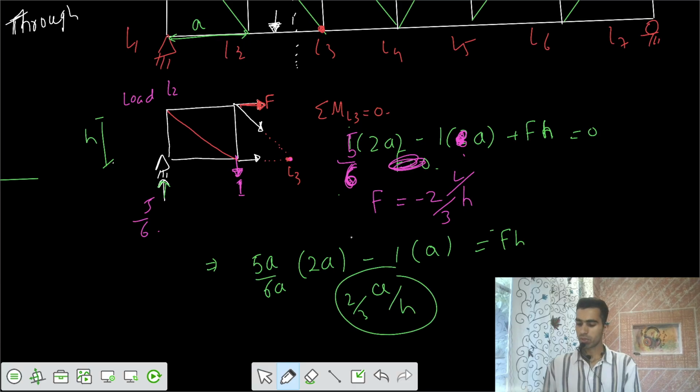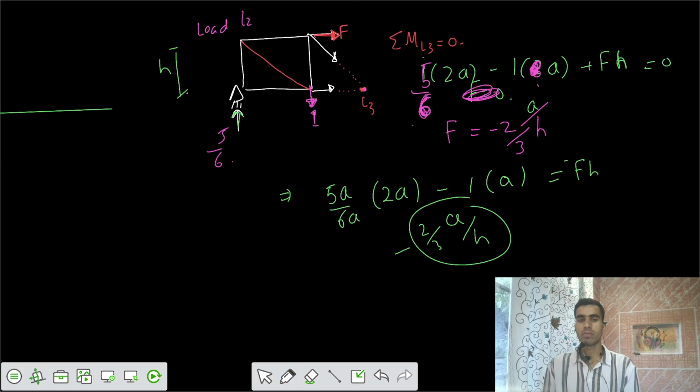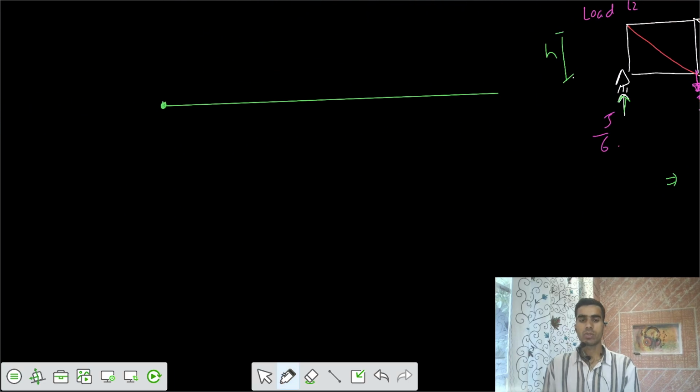Would that be equal to 2 by 3 of A by H? Yeah, 2 by 3 of A by H, not L. L is the total length of 6A. So the ordinate is minus 2 by 3 of A by H. Let's say the ordinate here is somewhere here: minus 2 by 3 of A by H, negative.